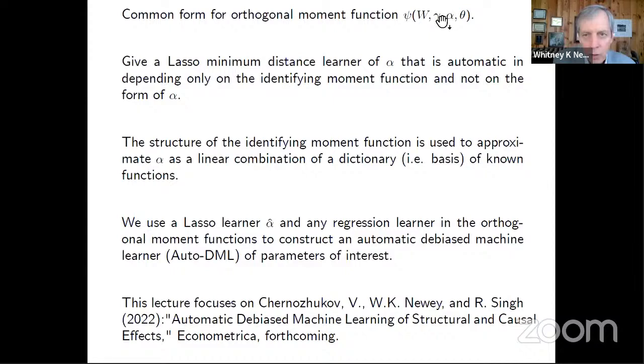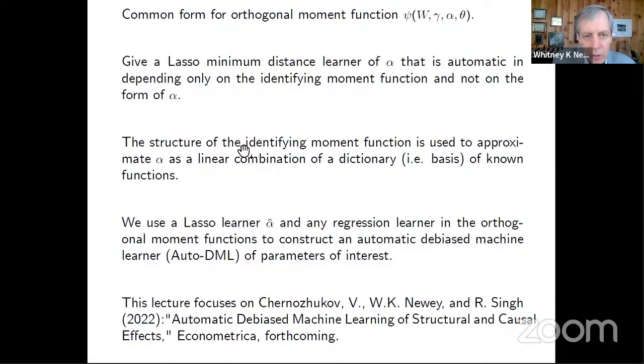Gamma is a regression, and before we had this alpha that showed up. It's kind of an extra function you have to estimate. What we're going to do is give a lasso minimum distance estimator of alpha that's automatic, depending only on the identifying moment function and not on the form of alpha. So for the estimator we're going to give, you don't even need to know what alpha is in order to estimate it, in order to debias. We like to call it automatic for that reason. You don't need to know what the true alpha is, you can debias without knowing it.